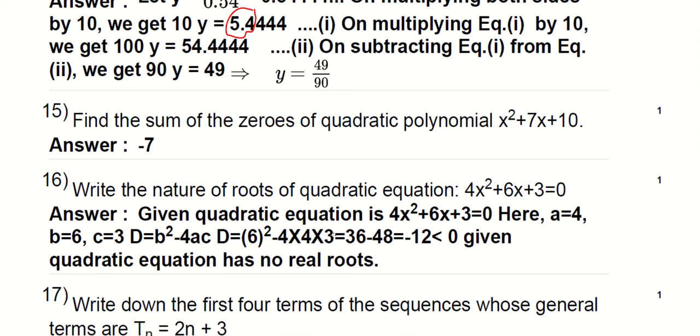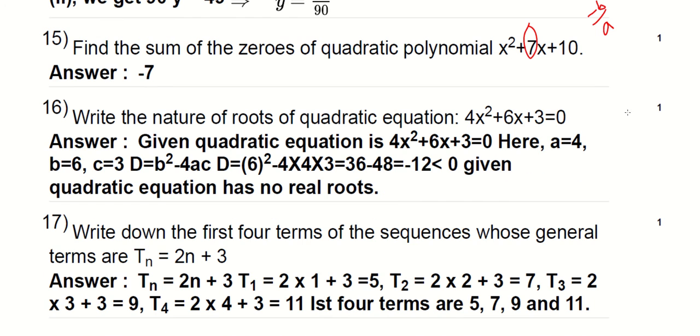First take the whole number part, then check only the decimal numbers. Find the sum of zeros, which uses the middle number. The sum of zeros is minus b by a, with the opposite sign, and the product is c by a. So here it is minus 7 by 1. For the nature of roots, find b squared minus 4ac. If it is positive, the roots are real; if negative, no real roots; if 0, equal roots. Here the answer is negative, so there are no real roots.